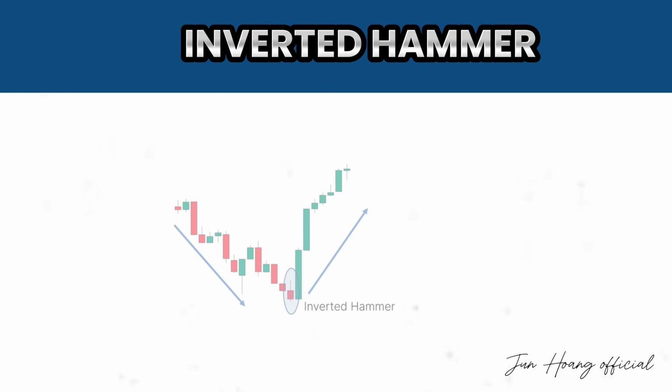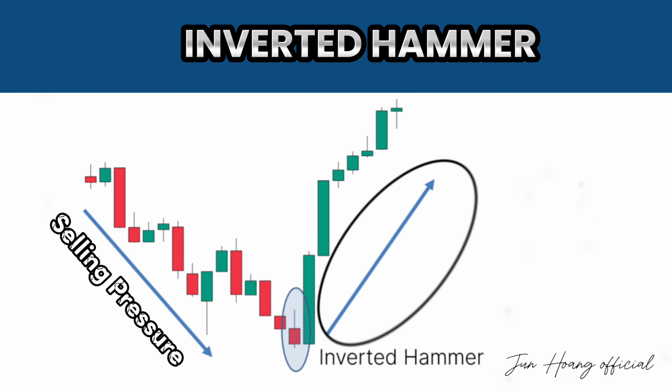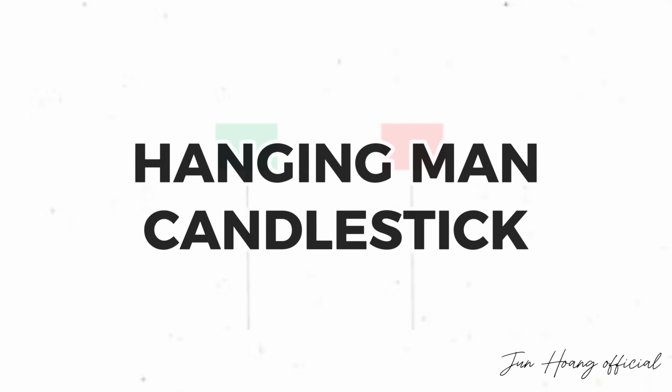This pattern indicates that despite a period of selling pressure, buyers were able to push the price back up near the opening level or higher by the close. This pattern suggests that bulls are starting to gain strength and could potentially reverse the downtrend.